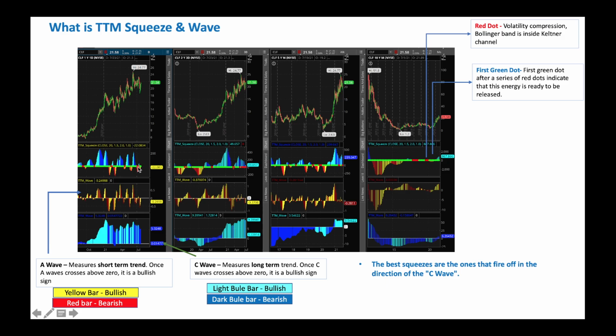But when you see a red dot and then the first green dot, if the C wave is above zero, that means you can go bullish and buy stock or call option. So that way, it's going to fire on the bullish side. So that's how you look at the TTM squeeze indicator.